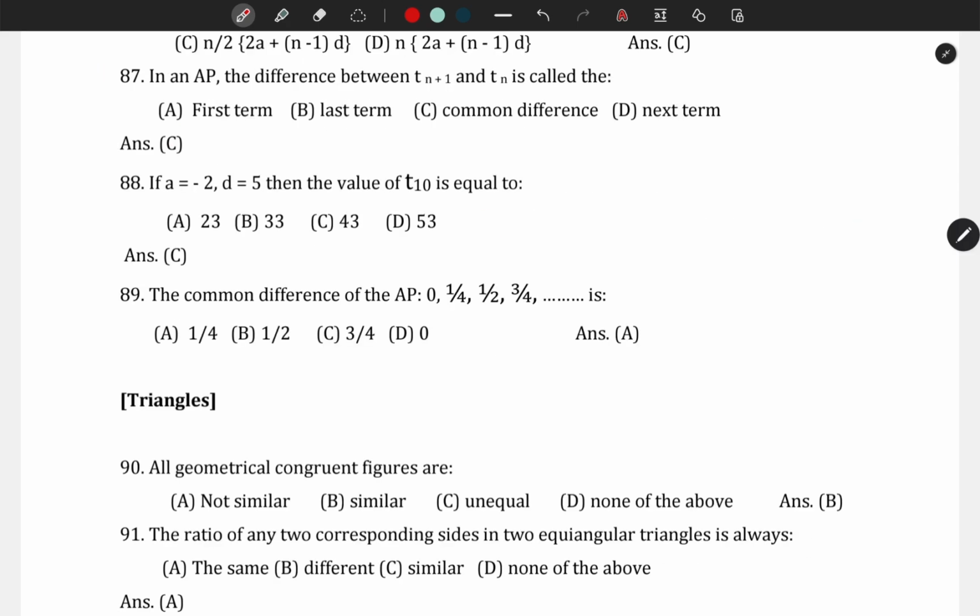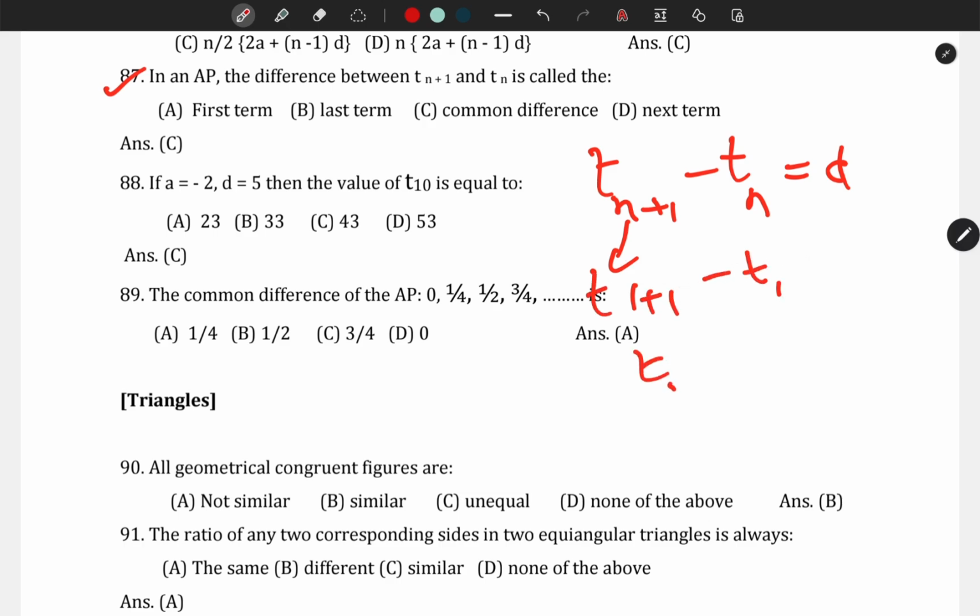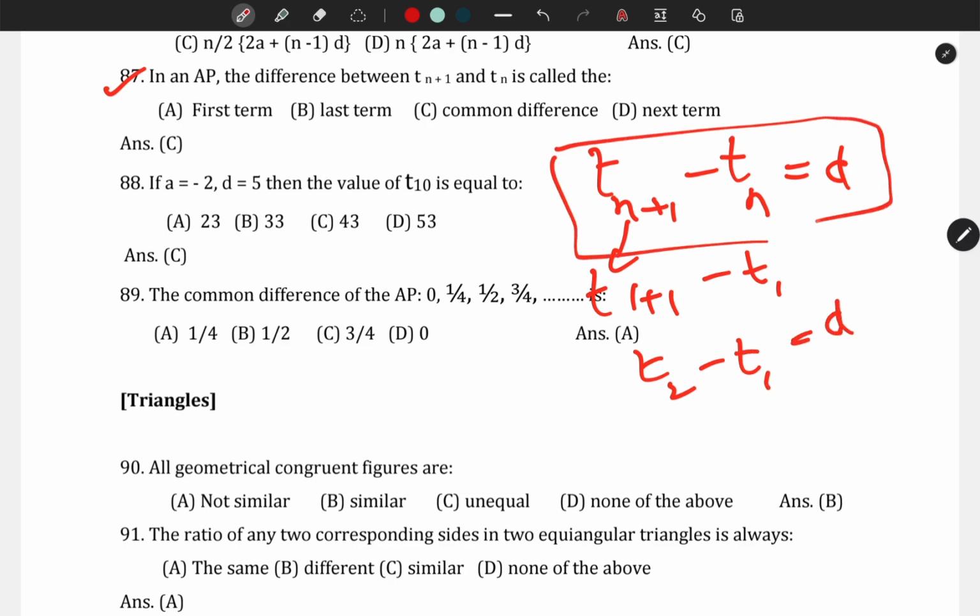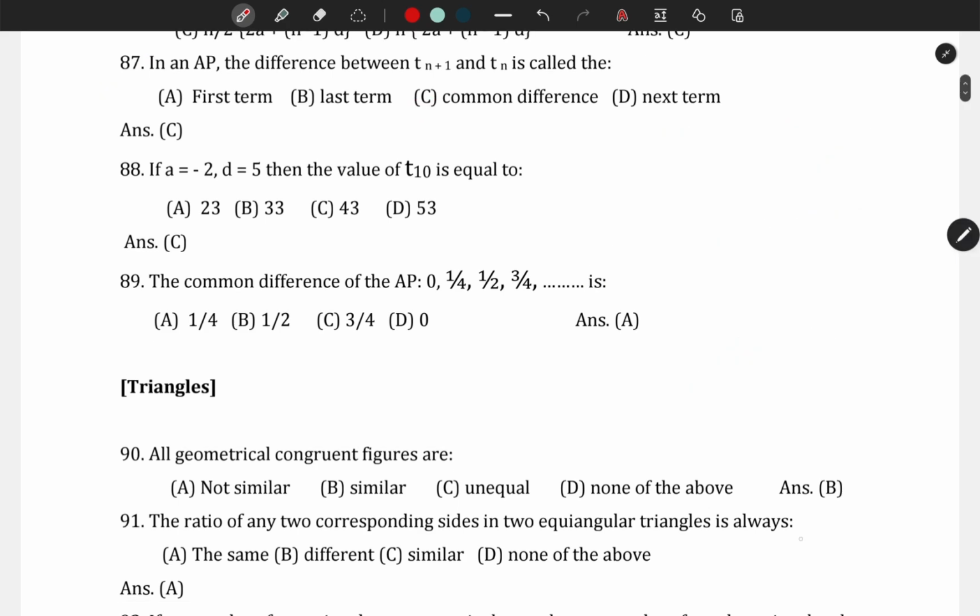Expression in an AP: the difference between tn plus 1 and tn, that is tn plus 1 minus tn, is always the common difference. Why? Because if I take n as 1, it will be t1 plus 1, that is t2, minus t1. So we know t2 minus t1, the second term minus the first term, is the common difference. So remember, an plus 1 minus an is always the common difference. The answer is common difference.